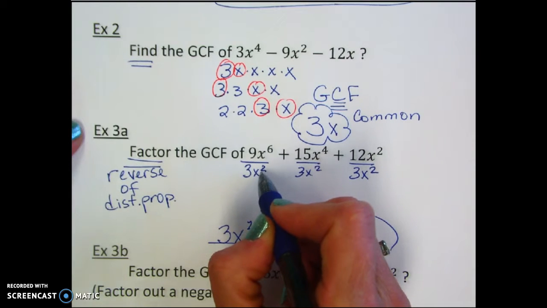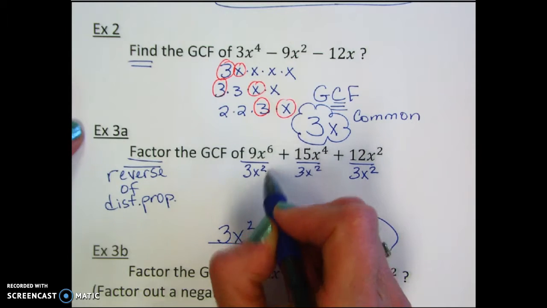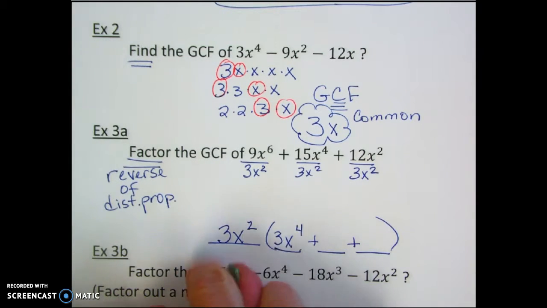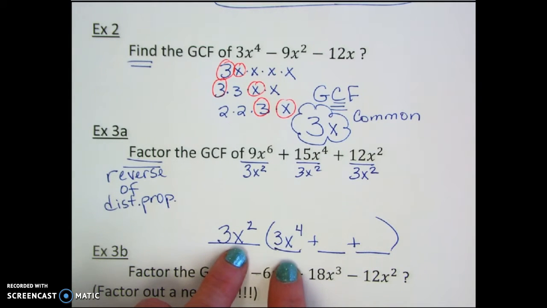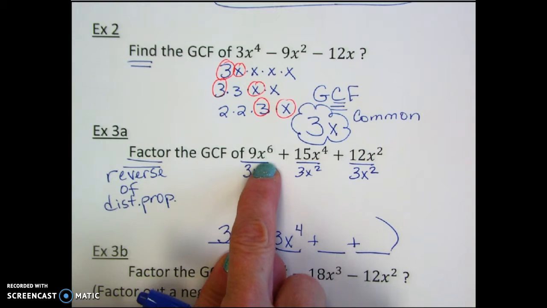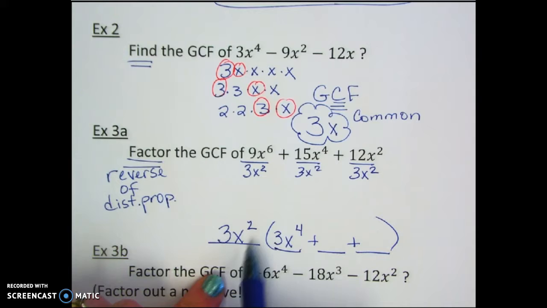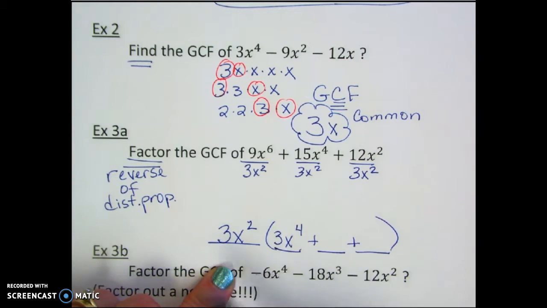X to the sixth over x to the second. Remember, when we are dividing, we subtract those exponents, so we'll have 4 x's left. Now, if you think about this, when we multiply this back together, we're going to have 3 times 3, or 9. X to the 2 and x to the 4 makes x to the 6th. Okay, so we didn't really change it any, we just kind of broke it apart. Why are we taking this out? Because this is what all three terms have in common. So this is what can come out of all three terms.